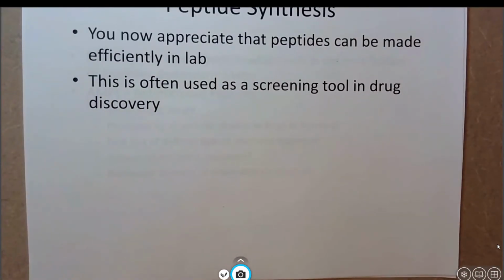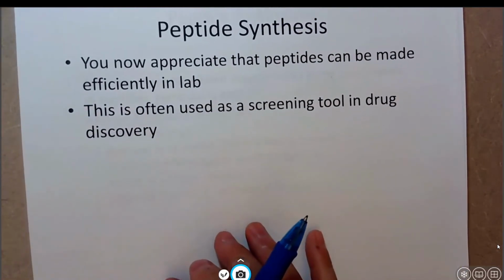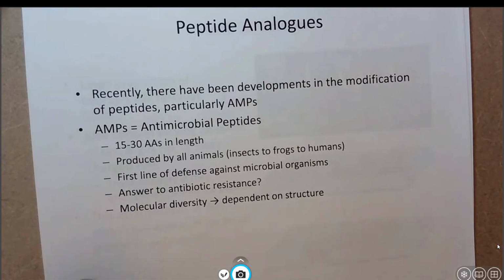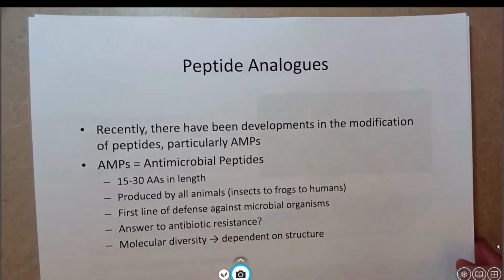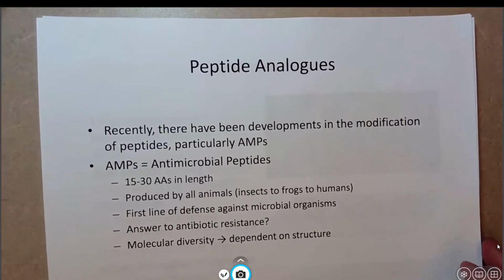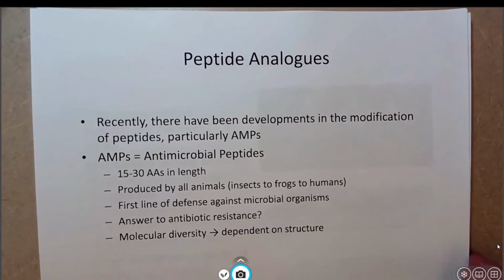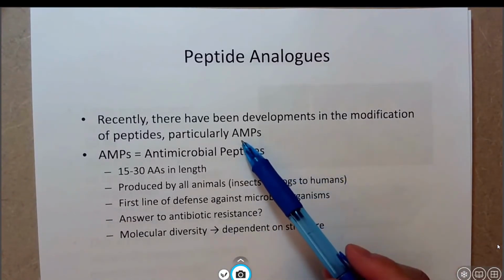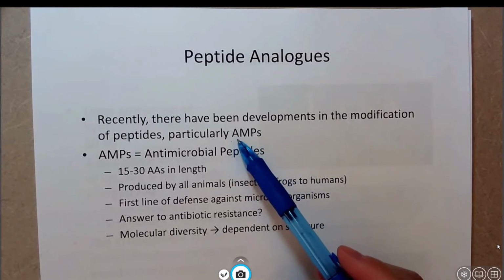Okay, so now I hope that you can appreciate that peptides can be made efficiently in lab. Also, peptoids can be made efficiently in lab. So this is actually quite often used in the drug discovery process. So what I'm just going to talk to you about for the next few minutes are some peptide analogs of peptides that have been very good at being potential drug candidates. Okay, so peptide analogs. Recently, there have been really good developments in the modification of peptides, particularly antimicrobial peptides.